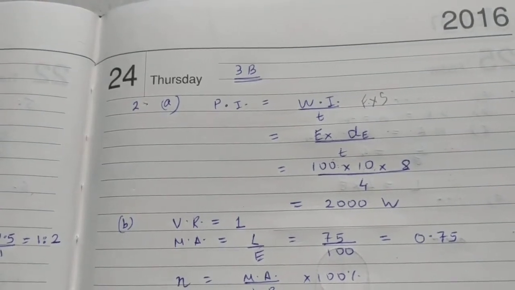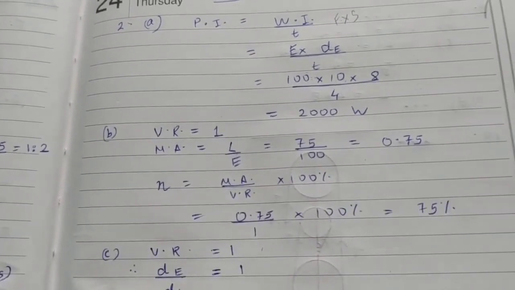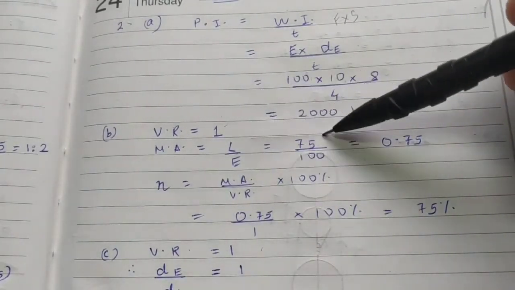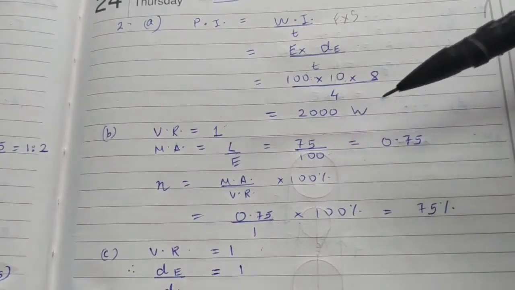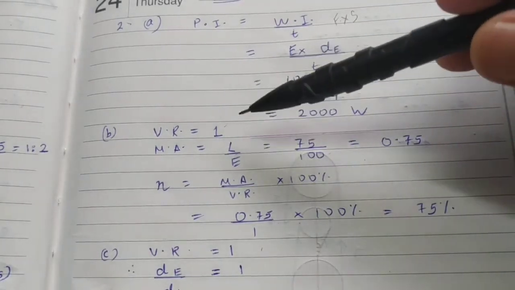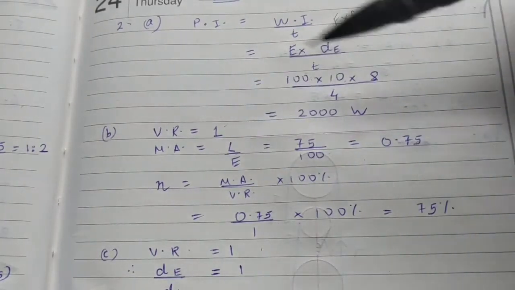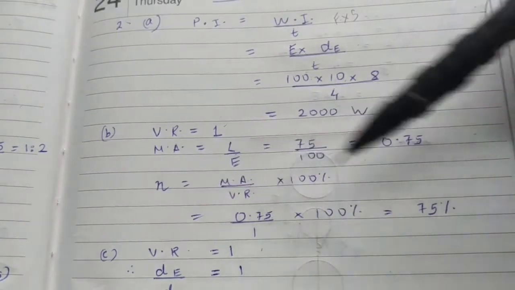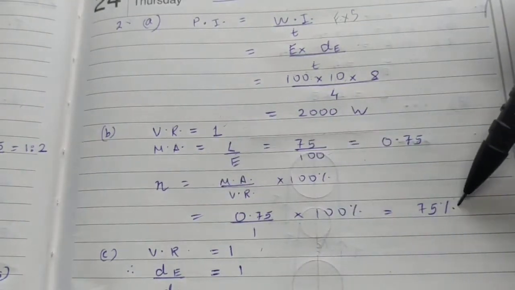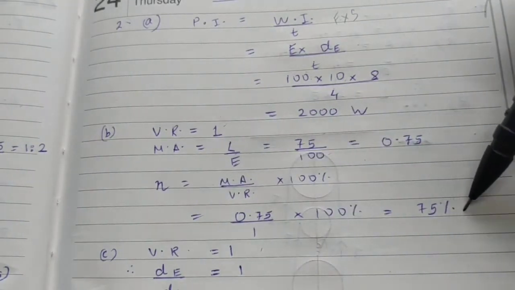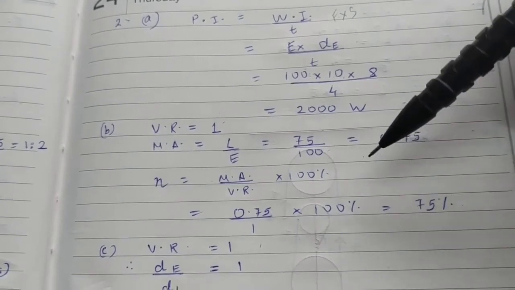Next they've asked us to find efficiency. Now we know the velocity ratio is 1. But here clearly the load is less than the effort. So the mechanical advantage will not be equal to the velocity ratio. It will be less than 1, 0.75. And then we can find the efficiency by the formula, which is 75%. If you want to write the answer in a decimal value, you may.